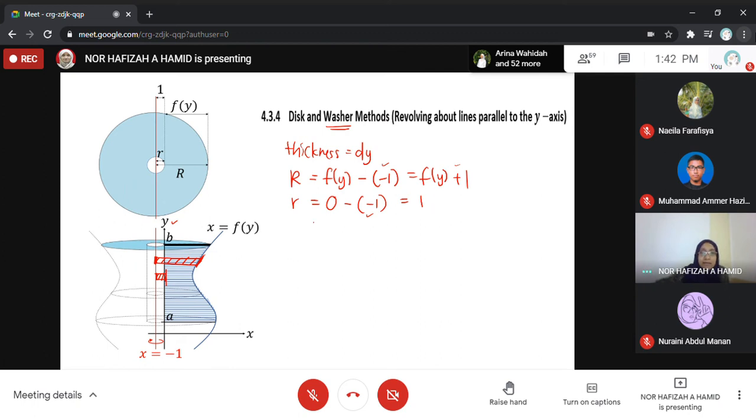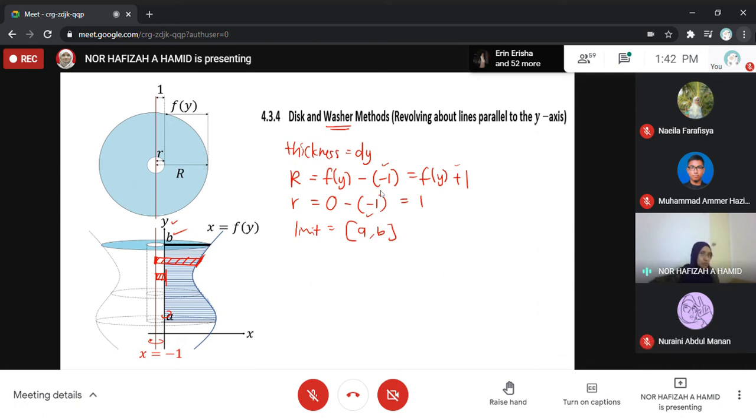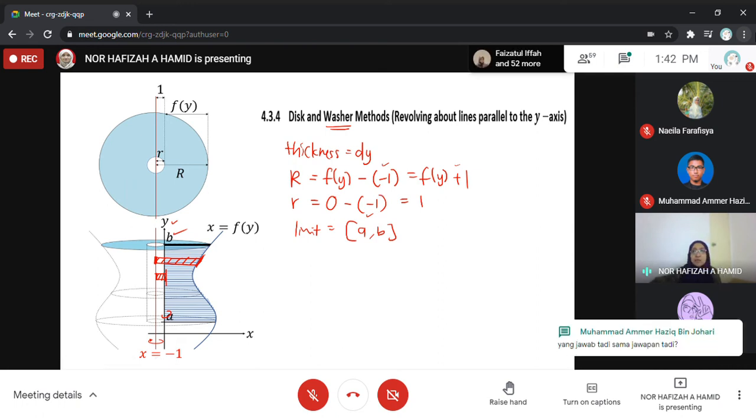Lepas tu limit. Limit sebab thickness dia dy, you ambil daripada y axis. So limit dia ni lah, A until B. Nanti you masuk dalam formula je. Formula for Washer method. So ni untuk yang case 1. Untuk parallel to y axis pun dia ada 3 cases. Tapi sama macam tadi, you tak perlu hafal lah. Asalkan you tahu macam nak kira je. Kira R dengan cara you nak kira the outer dengan inner.